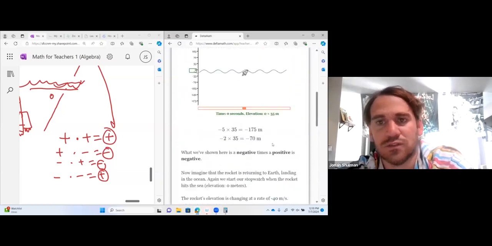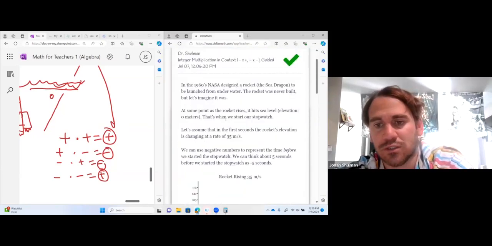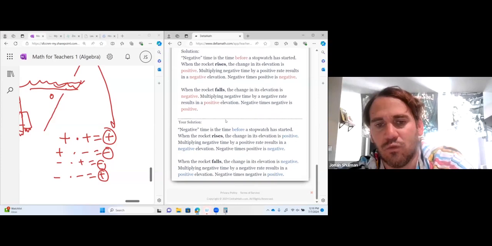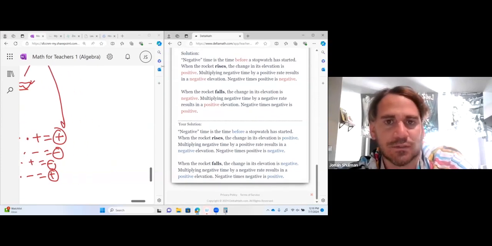Really good questions. This would be great for students. So you've got the words, you've got the graph, you've got why it works. I like it a lot. All right, let's keep on going.